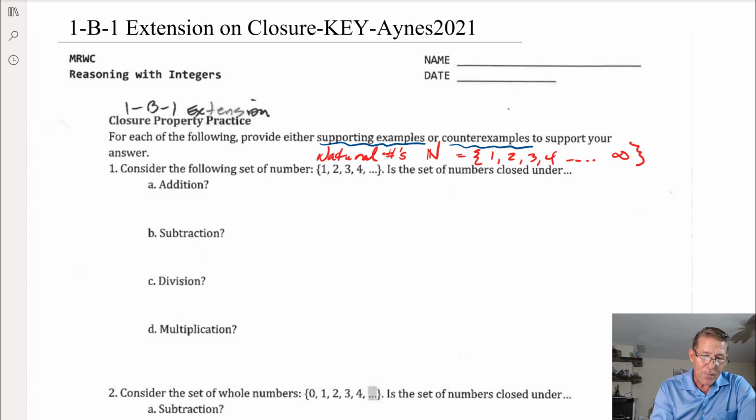Okay, so what we want to do is show that the naturals are closed under these operations, one at a time. Each one of these is its own thing. We want to test: is a natural plus a natural a natural? Is a natural minus a natural a natural? Is a natural divided by a natural always a natural? Is a natural times a natural always a natural? When you think about the closure question, it's all about closure. That's our main theme.